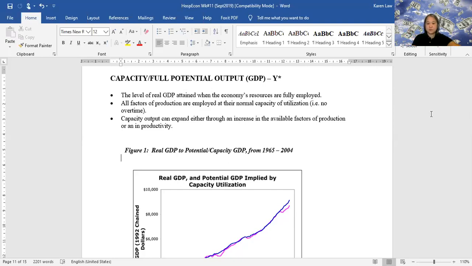So that is what we're talking about. Normal capacity of utilization means that we're talking about full employment, which means there's no overtime, and we're not talking about underemployment. We're talking about the output that an economy can produce when all factors are employed at their normal capacity, okay?